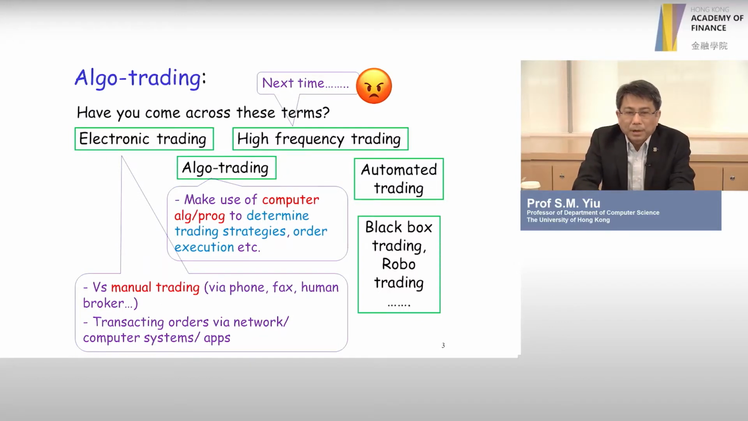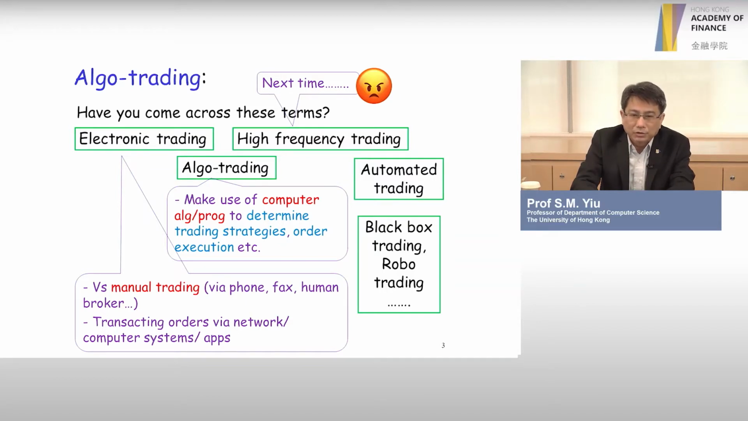Now, probably you have heard about or come across these terms a lot: algo trading, of course, but you may also have heard about electronic trading, high-frequency trading, automatic trading, black box trading, robot trading, etc. Let me just focus more on electronic trading and algo trading first. Electronic trading has been around for a very long time, because when people talk about electronic trading, it is compared to manual trading, where we use phone, fax, and human brokers to do the transactions. So if we are placing orders via a network, computer system, or even apps, then it already qualifies as electronic trading.